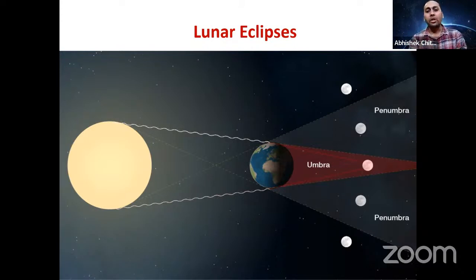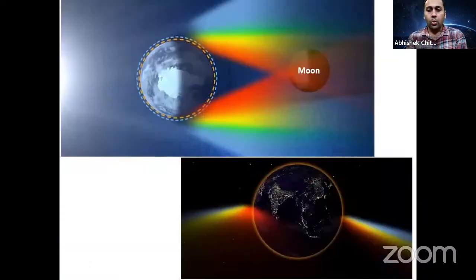you won't see much difference once it enters into the penumbral region. Of course, you can see the drop in intensity, but as soon as it enters into the umbra region, you will see a drastic change in the moon. Which kind of change you will see, I'll show with animation. But before that, I would like to tell you a few things.